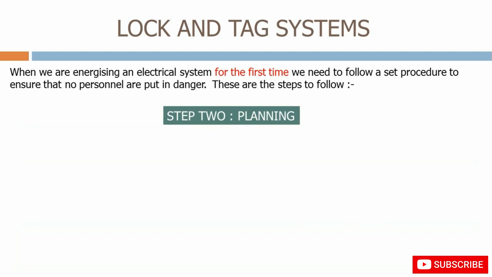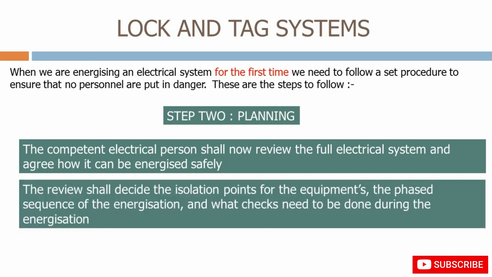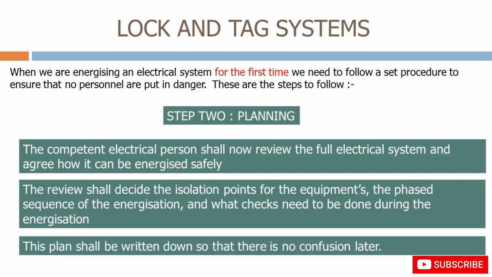Step 2 is planning. The competent electrical person shall now review the full electrical system and agree how it can be energized safely. The review shall decide the isolation points for the equipment, the phase sequence of the energization, and what checks need to be done during the energization. This plan should be written down so that there is no confusion later.